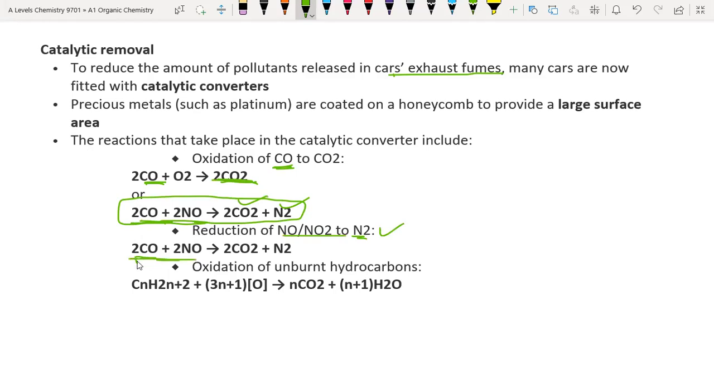Same is the reaction like that. Oxidation of unburnt hydrocarbons: unburnt hydrocarbons are burnt again with the oxygen to convert them into carbon dioxide and water, as a result of which harmful substances are converted into harmless substances by using a catalytic converter.